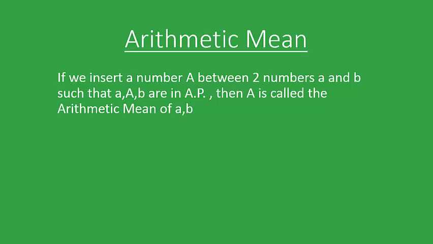Now we know that a, capital A, and b are in AP. Therefore, by using the general property of arithmetic progression, the difference between consecutive terms will be equal. That is to say that b minus capital A will be equal to capital A minus small a, which gives us that capital A is equal to (a plus b) divided by 2. Just remember this particular formula. It will be helpful.